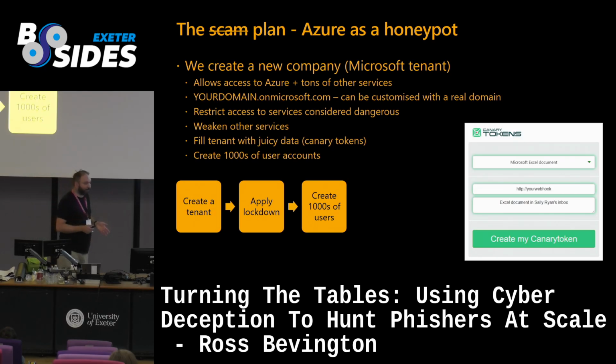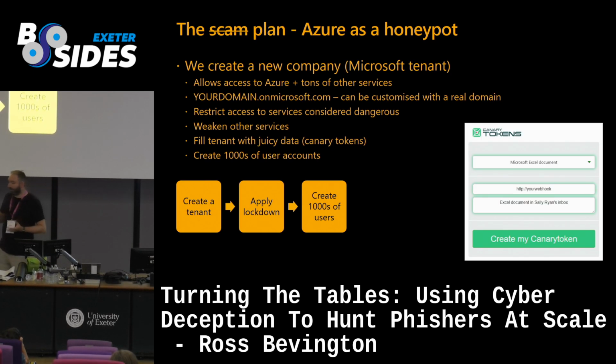I'm going to create a new company, also known as a Microsoft tenant. I'm going to enable access to Azure and all the different things on there. I'm going to set up a custom domain name. I will restrict access to services that I think are dangerous, that I don't want people to have access to. I might weaken services. A great one for weakening is turning off multi-factor authentication. I don't want the attacker to be burdened with that kind of stuff.